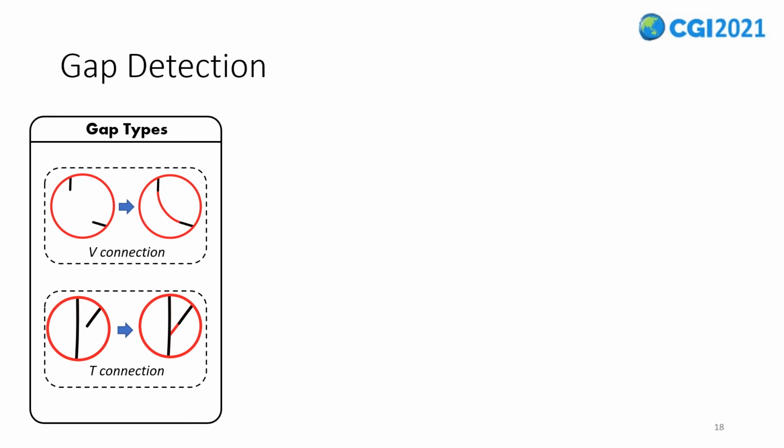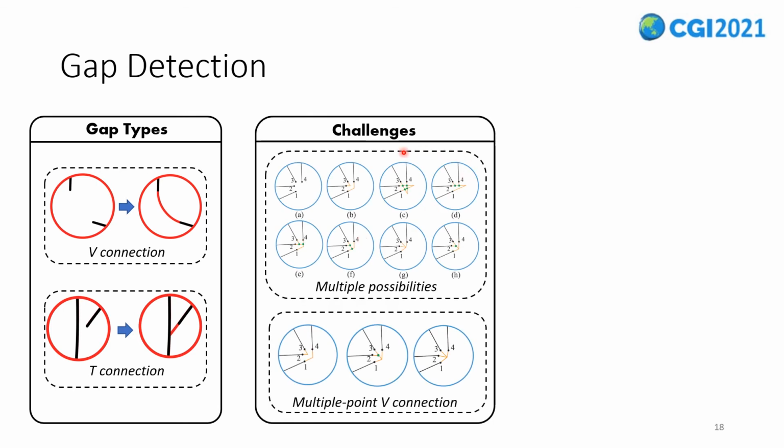Firstly, we introduce gap types. Generally, there are 2 types, end-to-end connection and T-junction. In our method, we call them V connection and T connection. However, there are 2 challenges here.